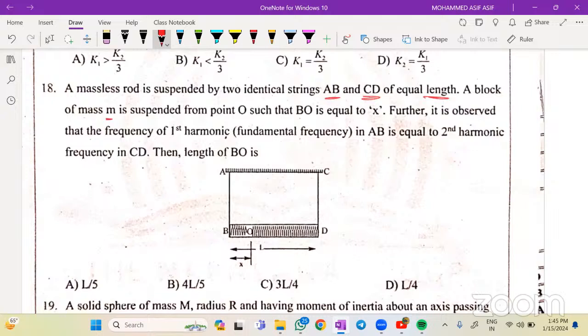A block of mass is suspended from a point. यहाँ पर कहीं पर block suspend किया हुआ है. Point was such that AO is equal to x and the remaining will be equal to L minus x. It is observed that the frequency of the first harmonic in AB is equal to the second harmonic in CD.